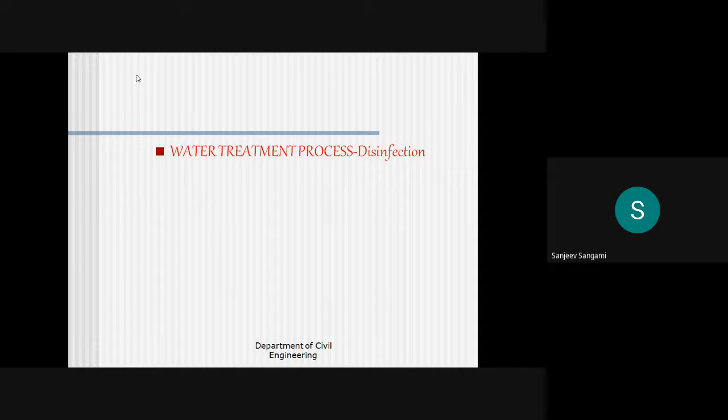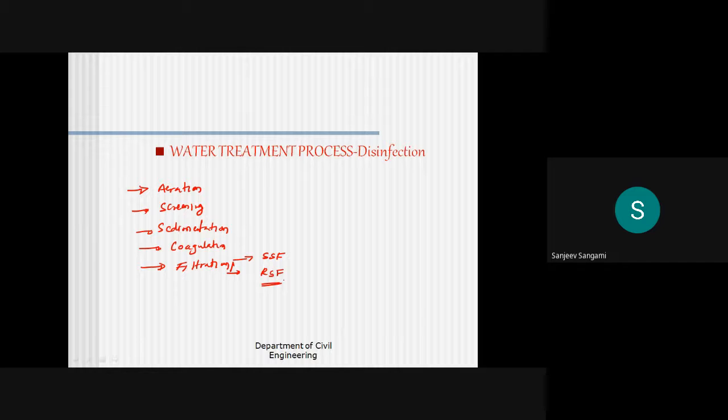In the previous class, we were discussing the water treatment units. Till today, we have completed starting from the aeration, screening, sedimentation, and coagulation-cum-sedimentation. Then we have completed the filtration process. Here we have discussed the slow sand filter and the rapid sand filter.